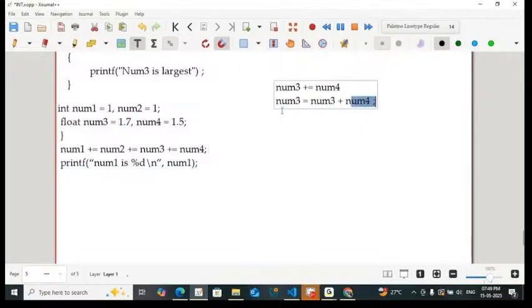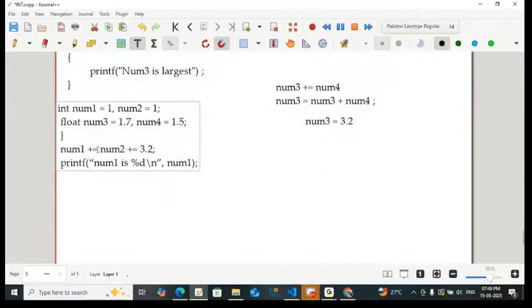Then num4 is 1.5. So num3 plus num4 happens to be 1.7 plus 1.5, which will be 3.2. So num3 gets changed to 3.2. Your num3 is changed to 3.2, and in this place, it gets replaced with 3.2.